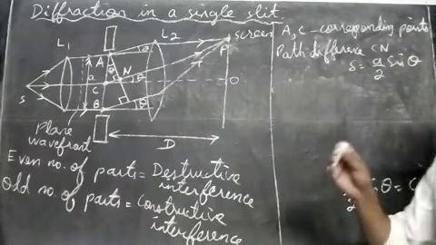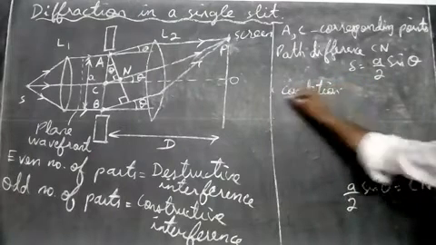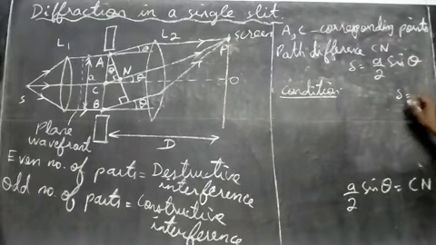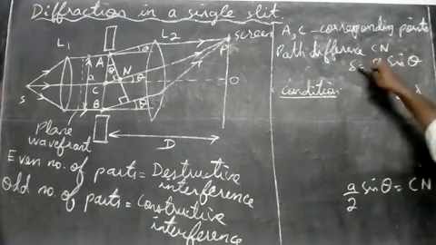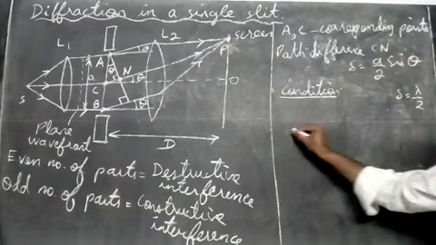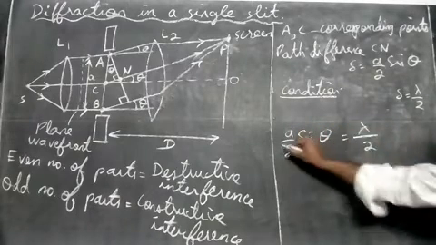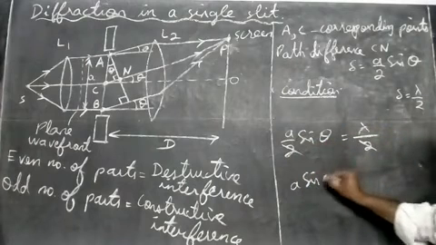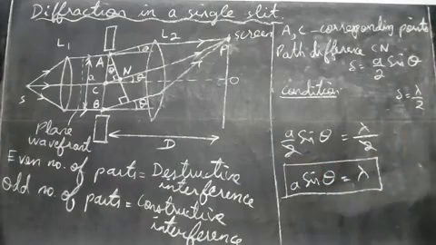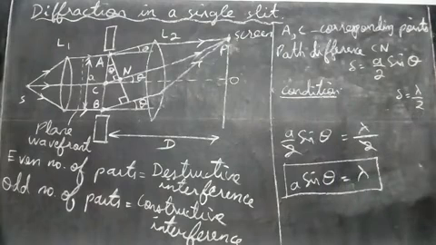Now our aim is the condition for the first minimum. The condition here is that A by 2 sine theta must equal del, and we know that del is equal to lambda by 2. So we can equate these two. We get A by 2 sine theta is equal to lambda by 2. The 2 and 2 cancel, so we get A sine theta is equal to lambda. This is the condition for the first minimum, which means at this point it must be dark. Let me erase the board now.